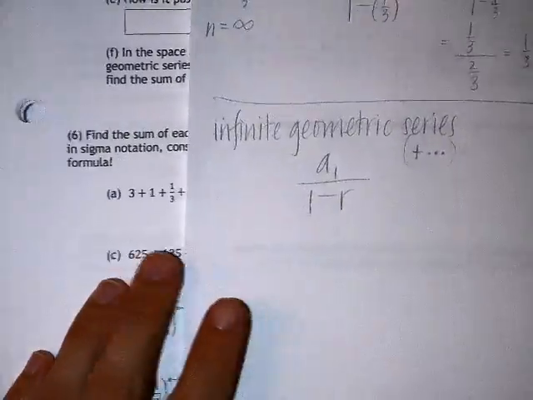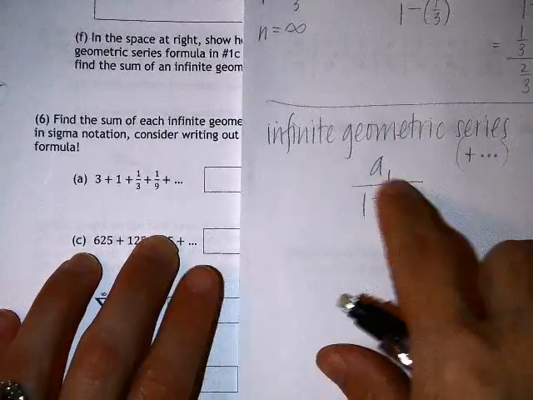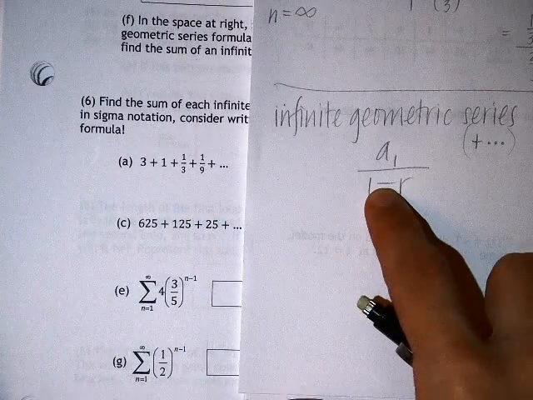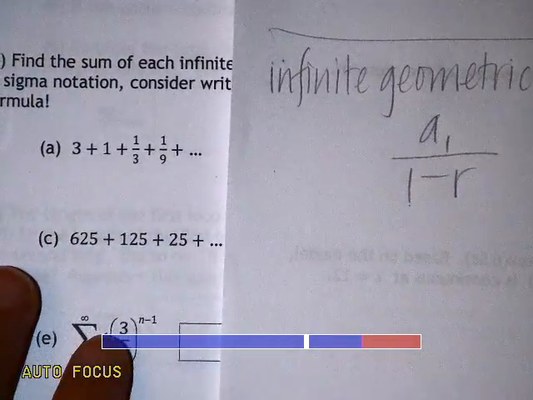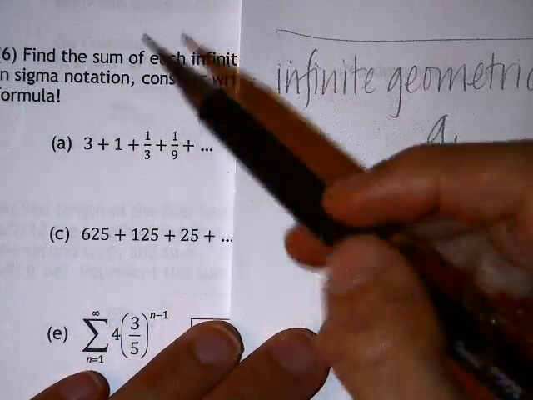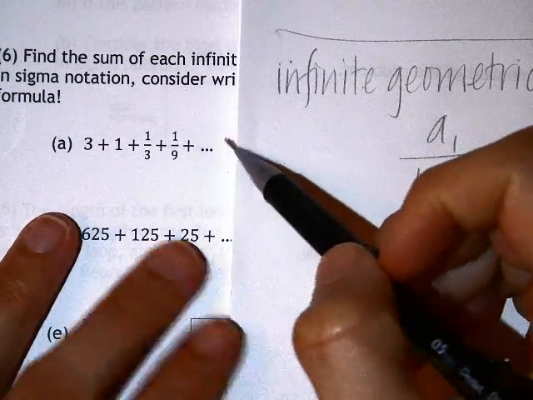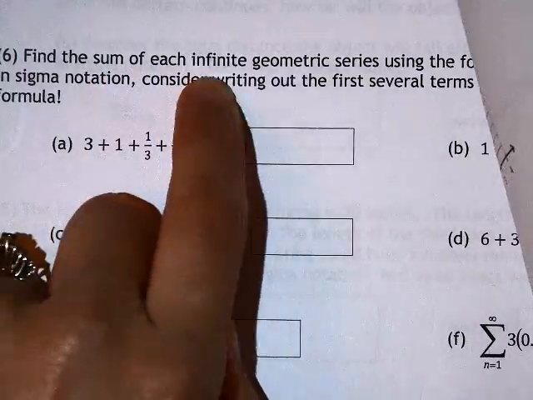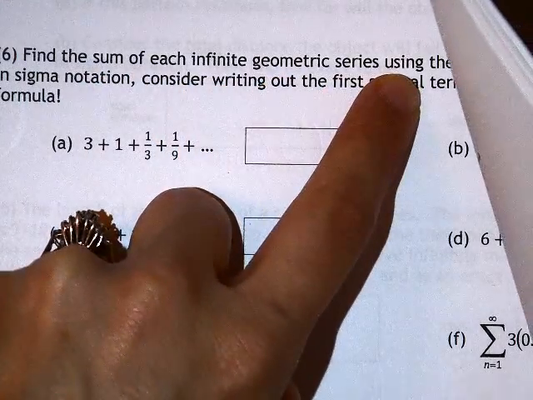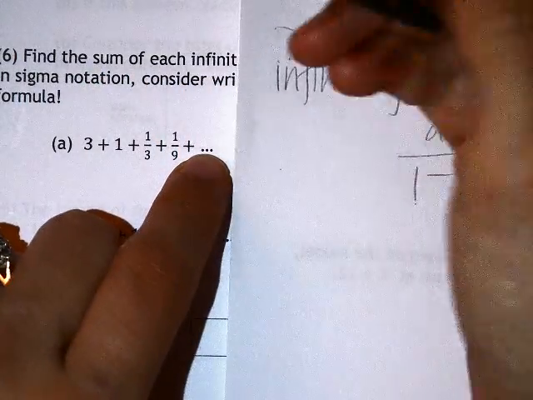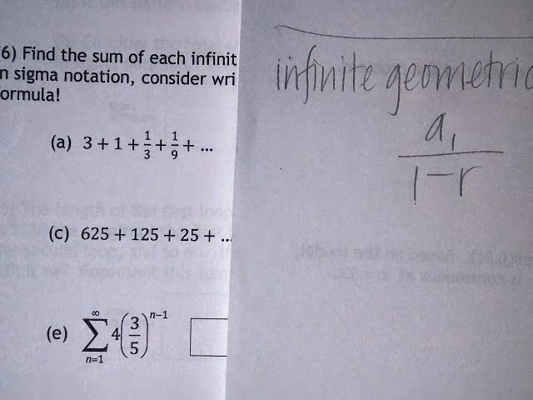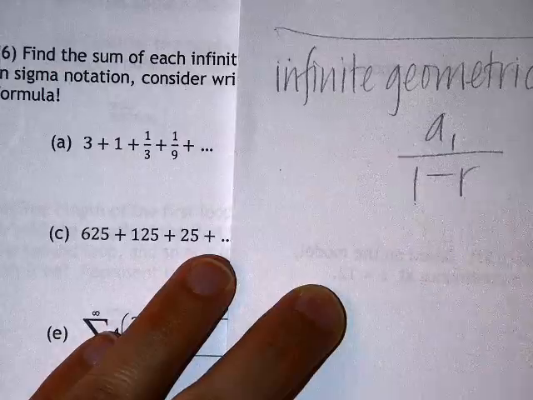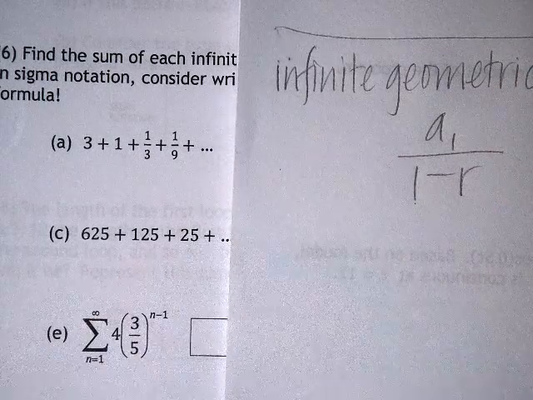As a reminder, you may want to have some notes available so that you don't have to memorize the formula, but we're going to use the formula for number 6, letter A. So let's make sure that we understand what is required of us. First, we know that this is an infinite geometric series because it says in the directions pretty clearly, find the sum of each infinite geometric series. The ellipsis is also a context clue that implies that this is an infinite series.